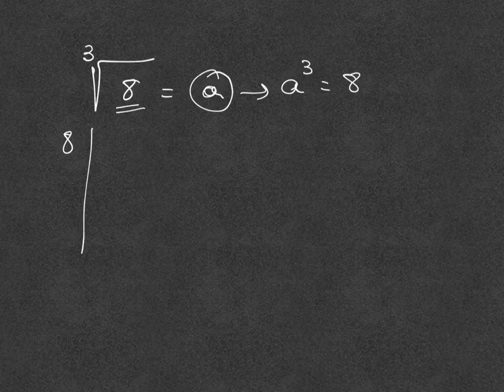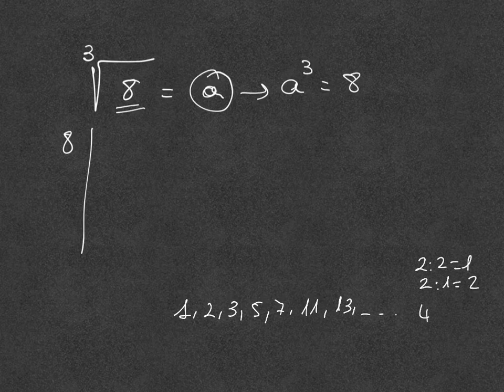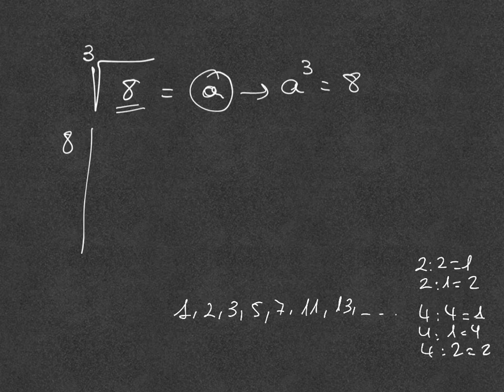The prime numbers are 1, 2, 3, 5, 7, 11, 13, and so on, because these numbers can be divided just by themselves and by 1. For example, 2 by 2 and 2 by 1. For example, 4 is not a prime number because it can be divided by itself, by 1, but also by 2. So it is not a prime number. We don't take into account the first one, 1.